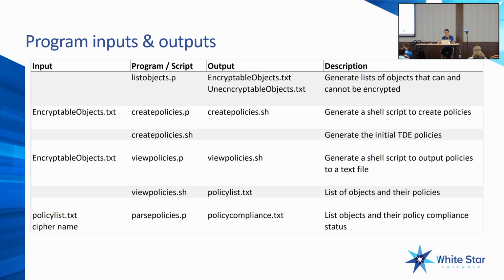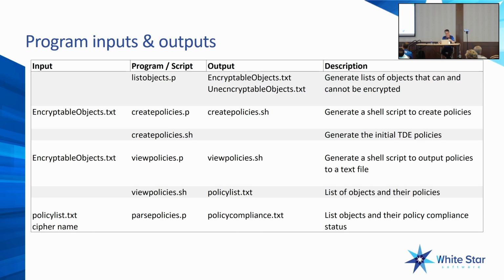So it's going to tell you that you've got some remediation to do if you care about encrypting this data. That encryptable objects text file then will become input for some of the later programs. There's one called create policies, and it's going to create a shell script that will emit proutil policy encrypt commands. We'll see that in a moment. Then you'll run that to generate the policies.